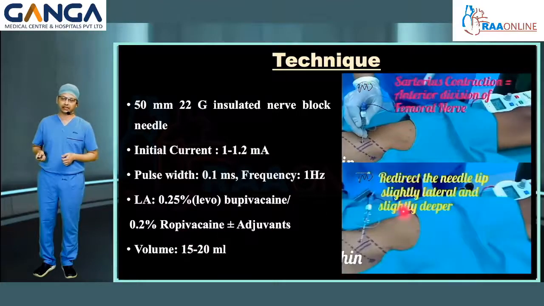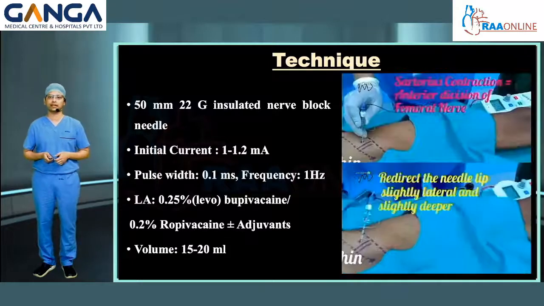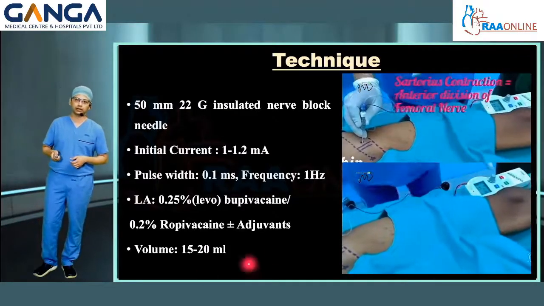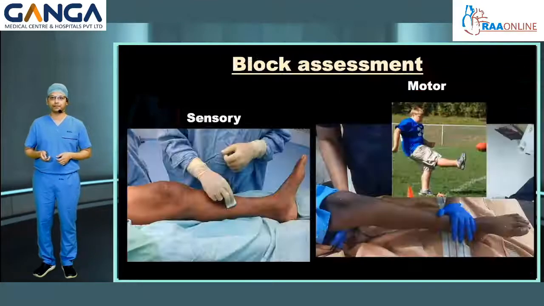Once you get the desired evoked motor response at 0.2 to 0.4 milliamps, deposit 15 to 20 mL of local anesthetic after negative aspiration for blood.